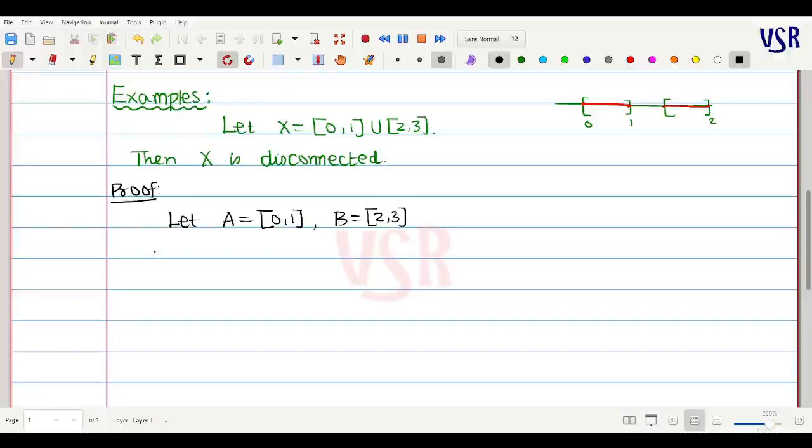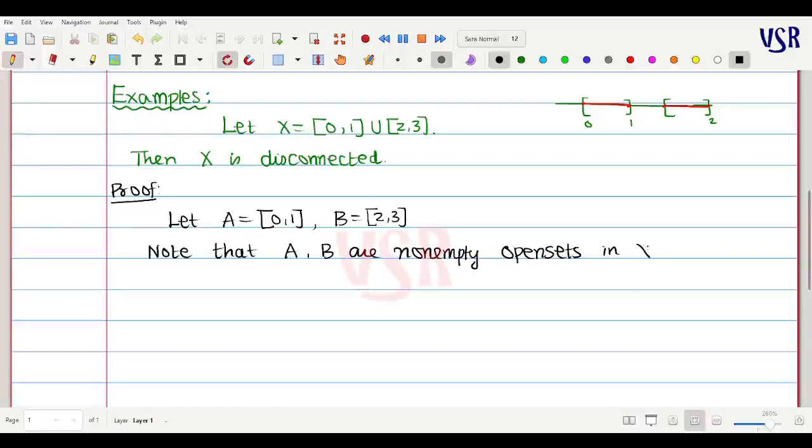Note that capital A and capital B are non-empty open sets in capital X. எப்படி சார் இது open set? இது எப்படி open சொல்றோம் அப்படின்னா, ஒன்றும் இல்லை, நான் இங்கே ஒரு open interval எடுத்துக்கிறேன். இந்த open interval intersection with X.